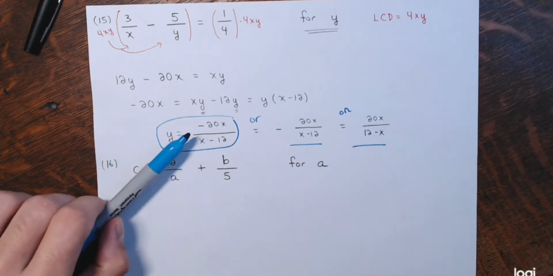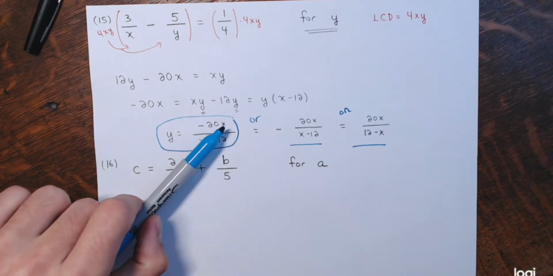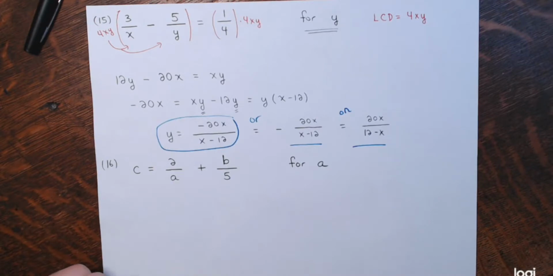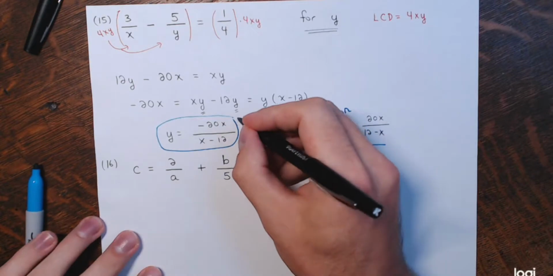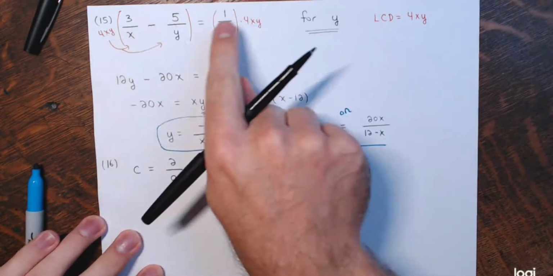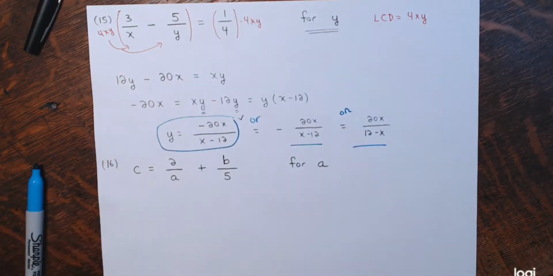Okay, so this is it. Y equals, I'll just use this one, negative 20x divided by x minus 12. And once again, check it. Don't forget to check back in the original equation, before I wrote the LCDs, replace y with this expression and see if you get a true statement, and you should.